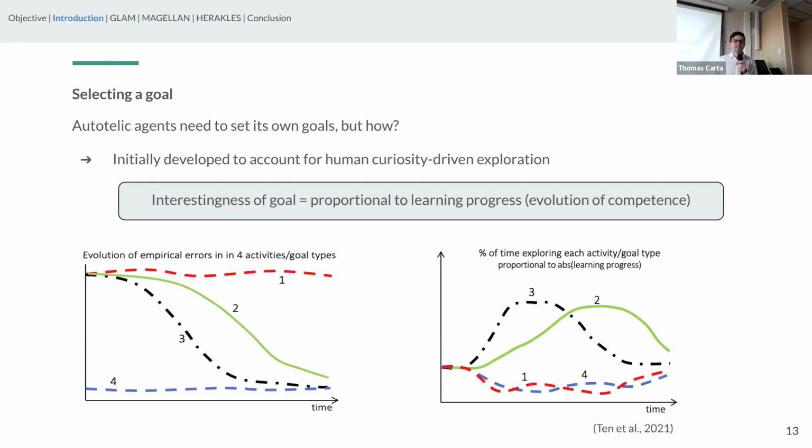So we want an agent that is able to select its own goal, but how? Empirical studies have shown that humans tend to select goals on which the evolution of their competence is maximal. So the interestingness of a goal is proportional to the learning progress on this goal, the learning progress being the evolution of the competence. So here the humans tend to select goal 3, then 2, on which they are progressing the most first, and never select goal 1 or 4 because they are either too easy or too difficult to make any meaningful progress.